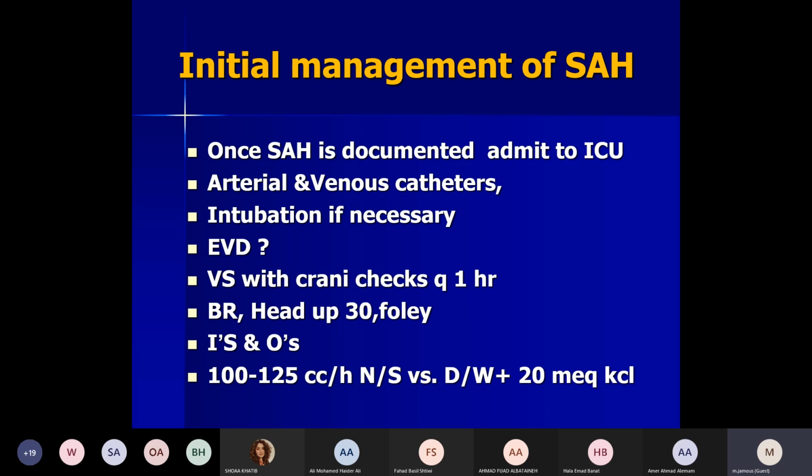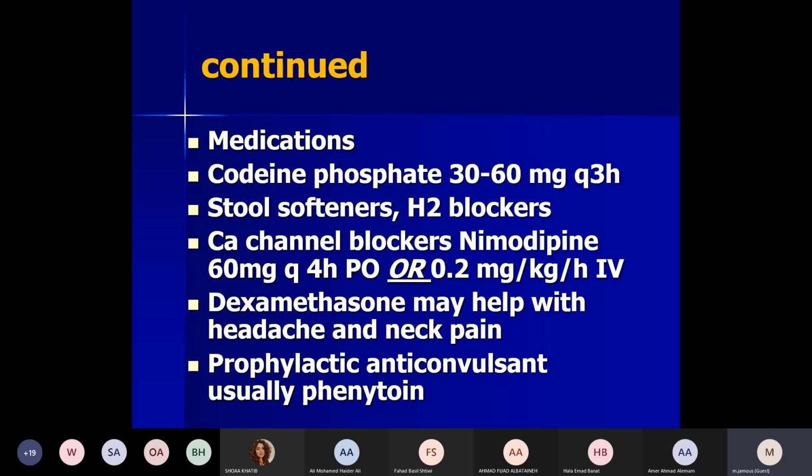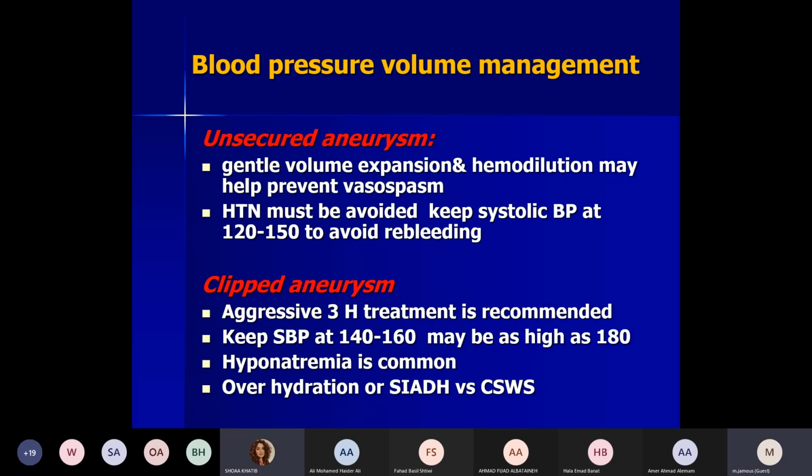You need to give some medication, mainly codeine phosphate, as analgesic for the headache, because those patients have severe headache. You give stool softener, calcium channel blocker, mainly nimodipine, and Decadron, and prophylactic anticonvulsant. Mainly we give phenytoin. So that is the main aim in the initial management.